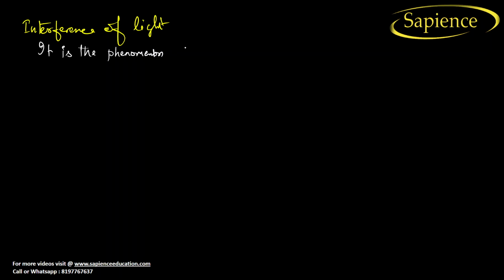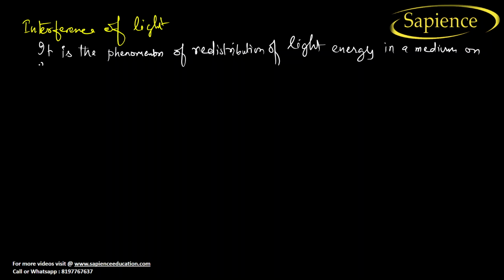Now what is the interference of light? So let us define it. Interference of light: it is the phenomenon of redistribution of light energy in a medium on account of superposition of light waves.